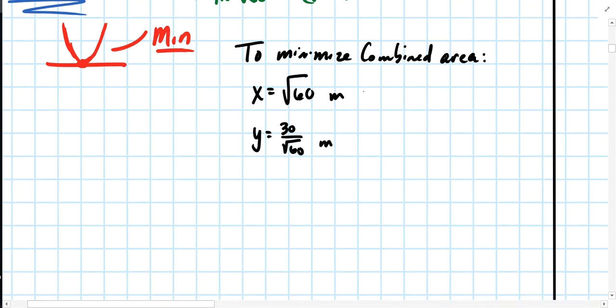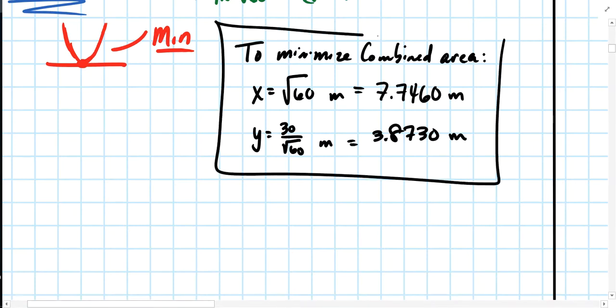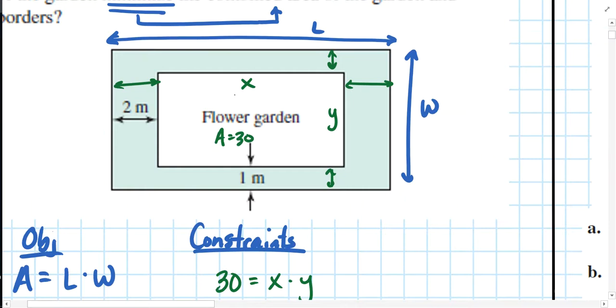And if your work crew doesn't quite understand the precise values, well, certainly you can compute the decimals at this point. And we would have approximately 7.7460 meters by 3.8730 meters. Now, notice that we did solve for x and y here, and x and y represent the dimension of the garden itself. It does not represent the length and the width of the combined area. So we do have to be careful with that.